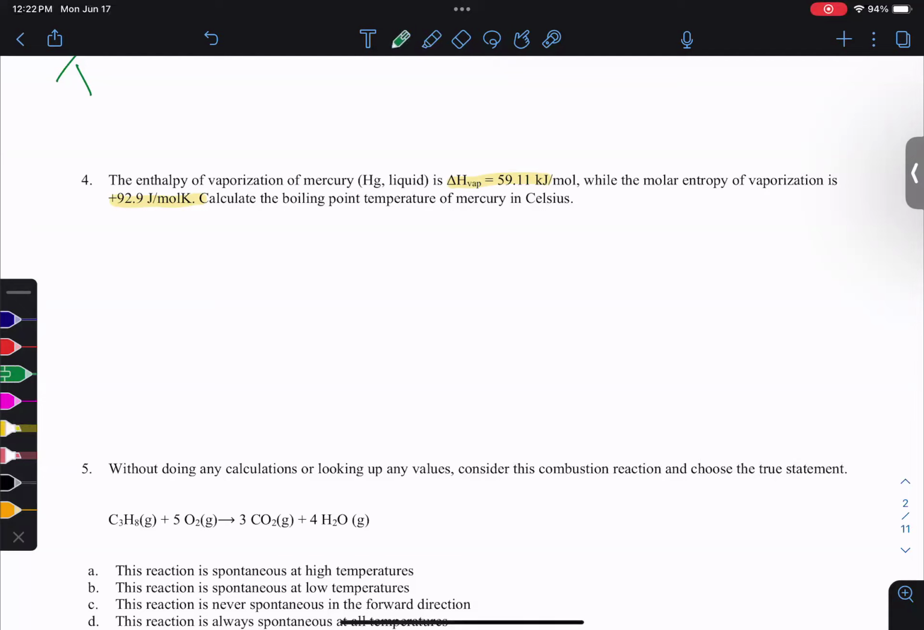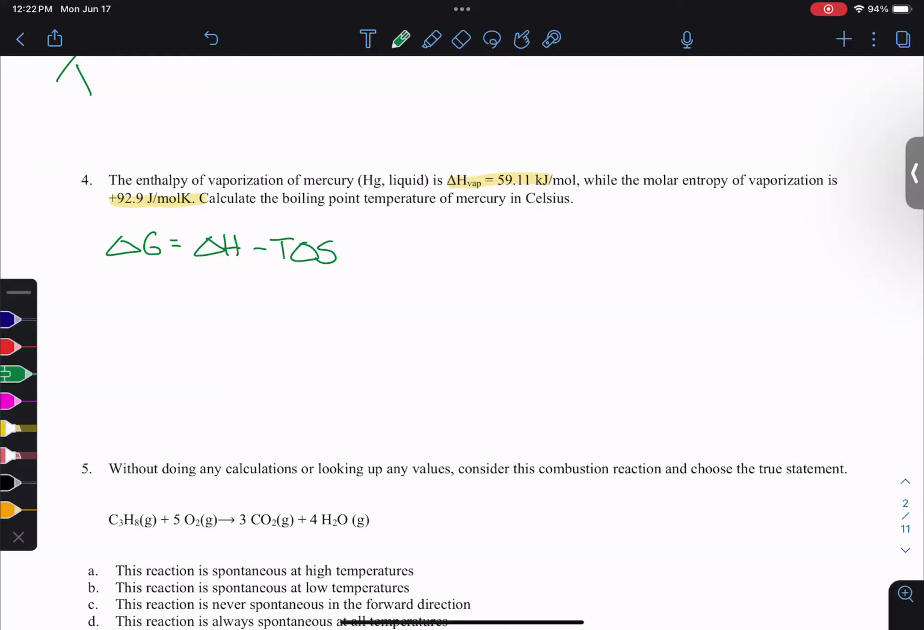So the idea here is we're going to use the equation of Gibbs free energy, delta G equals delta H minus T delta S. This equation is a lot more useful to us because now everything is referenced to the reaction. I don't have to think about the reaction and the surroundings at the same time. Everything is in terms of the reaction. And I'm asking you to calculate the boiling point temperature of this thing.